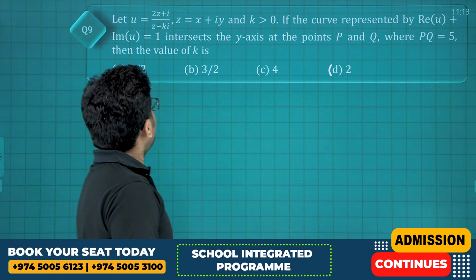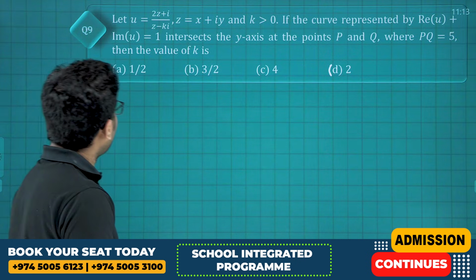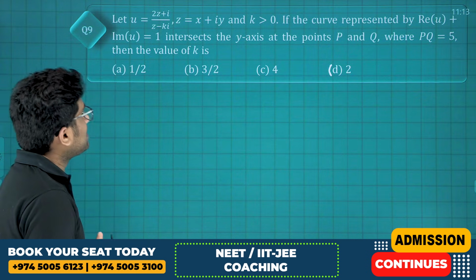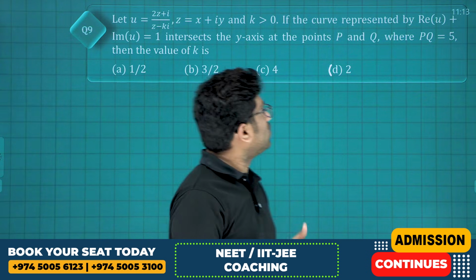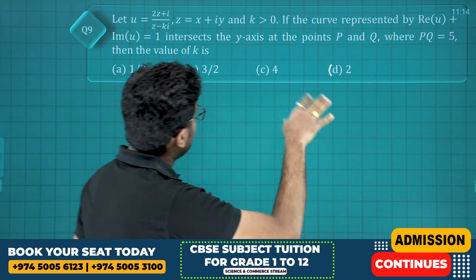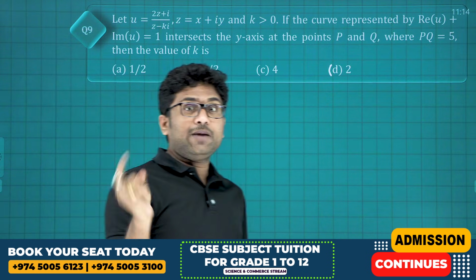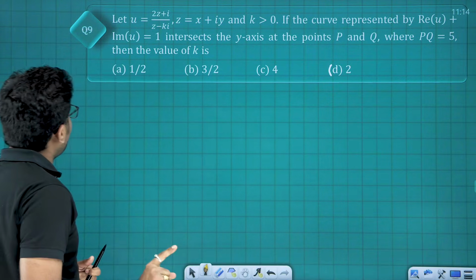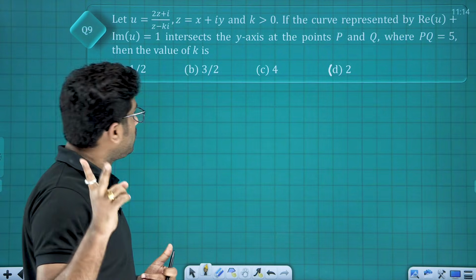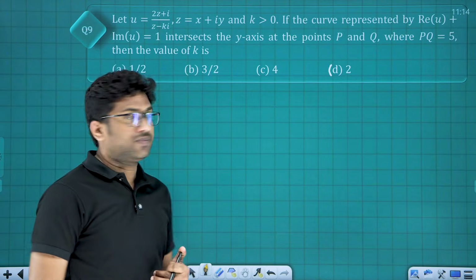9th question. Let u is equal to (2z plus i) divided by (z minus ki), and z is equal to x plus iy, and k greater than 0. Oh my god. If the curve represented by real part of u plus imaginary part of u is equal to 1 intersects the y-axis at 2 points P and Q, then find the value of k.